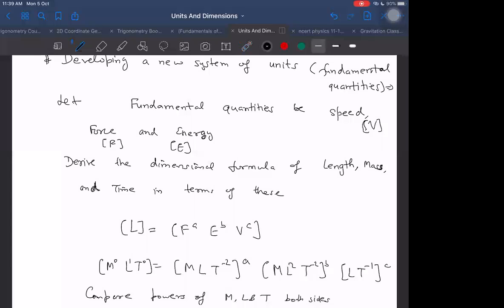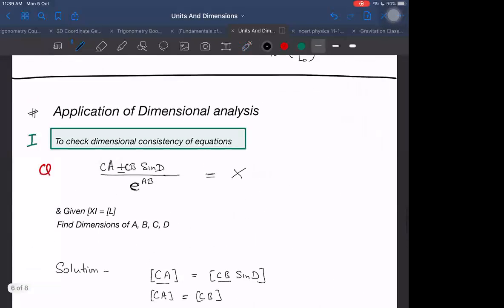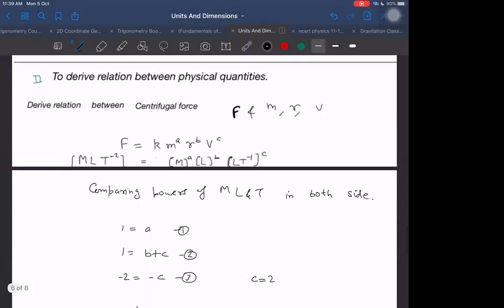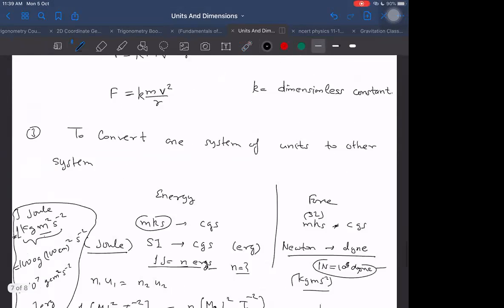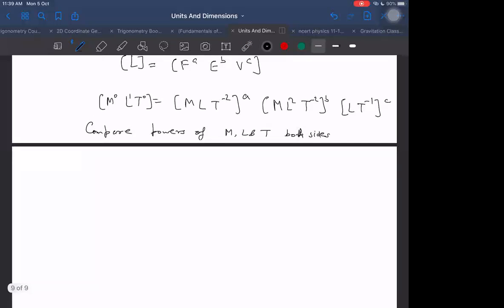Start now and find out the answer. How do we do it? Same way as we did in the first case, deriving the relation. In this case, L is equal to K f^a e^b v^c. That only we will do. 3 equations, 3 unknowns. One equation: power of M is a here, power of M is b here, and nothing is on that side. So a plus b is equal to 0. Second one is power of L. Power of L is a plus 2b plus c is equal to 1. Time is minus 2a minus 2b minus c is equal to 0.